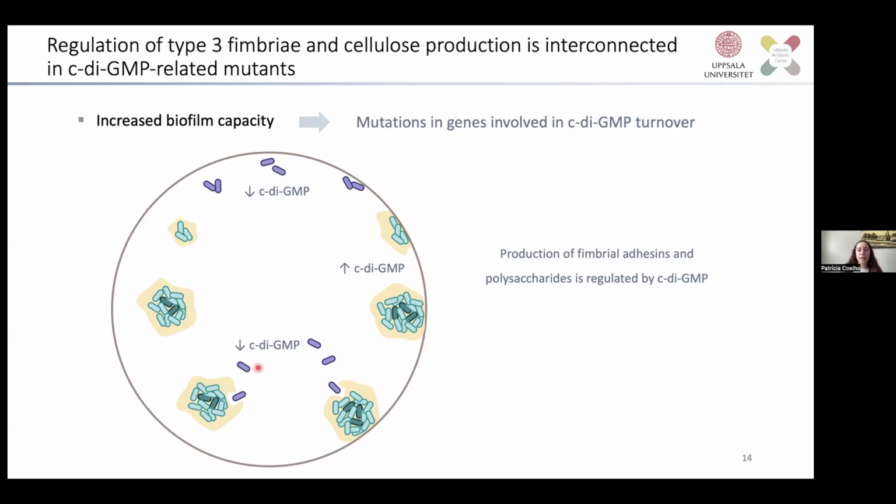So high cyclic di-GMP levels are associated with strong biofilm formation, while low cyclic di-GMP levels are associated with no biofilm formation and more mobile lifestyle. And it is known that cyclic di-GMP actually regulates the production of fimbrial adhesins and also polysaccharides that compose the extracellular matrix.